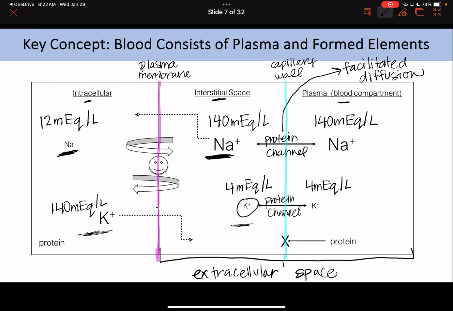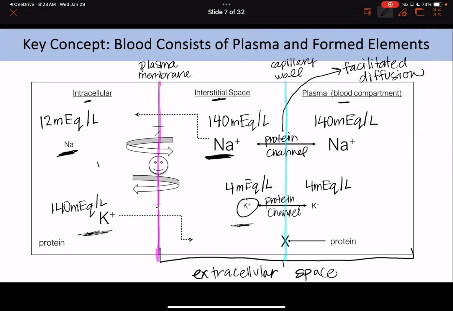So what is the protein that allows us to keep that uneven concentration? What do we call that, that moves sodium in one direction and potassium in the other direction? The pump, yeah, the sodium-potassium pump. So this guy right here represents our sodium-potassium pump. It's what allows us to keep sodium high on the outside and keep potassium high on the inside.